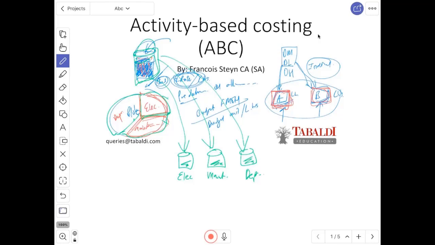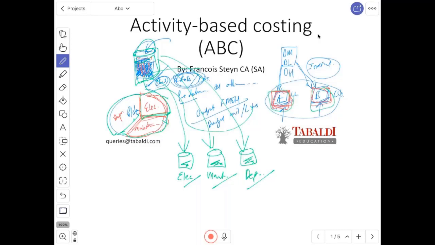And now the beautiful thing about this approach is we're going to do exactly the same as we did in blue here. We're going to calculate a rate for electricity, a rate for maintenance, and a rate for depreciation. And then we're going to allocate each of those rates to A and B. So this will be more accurate.